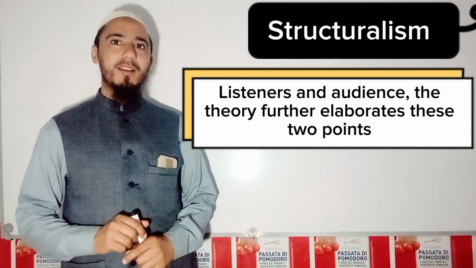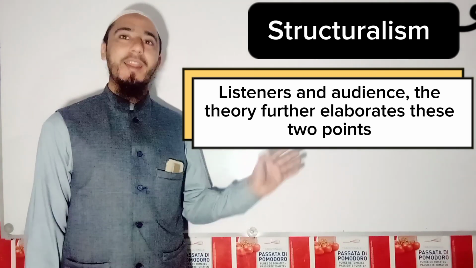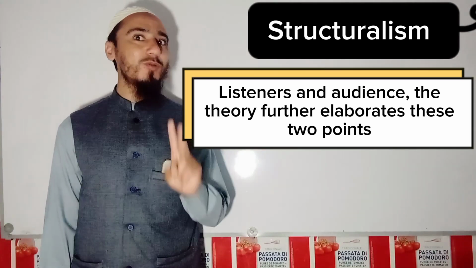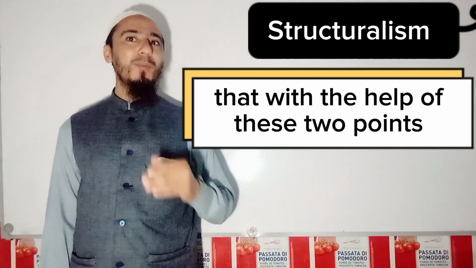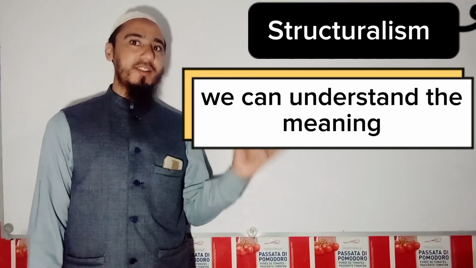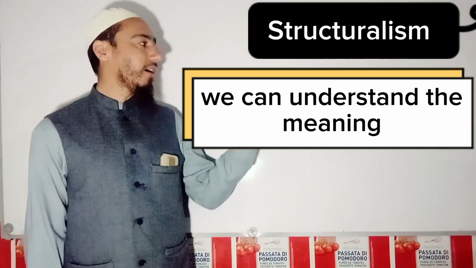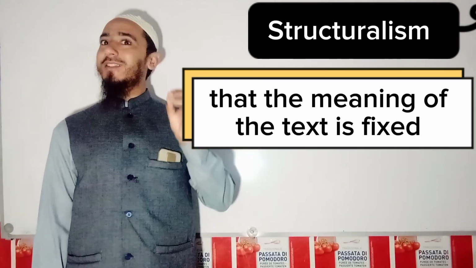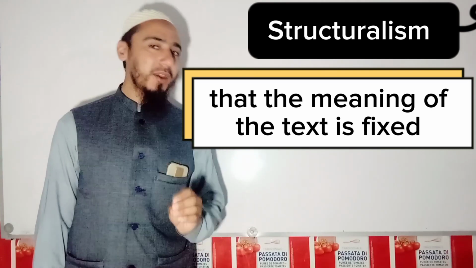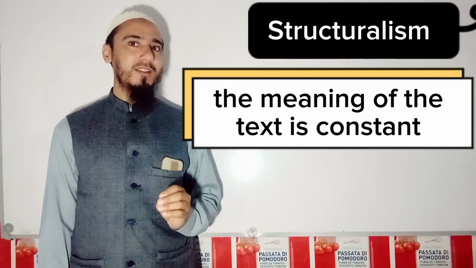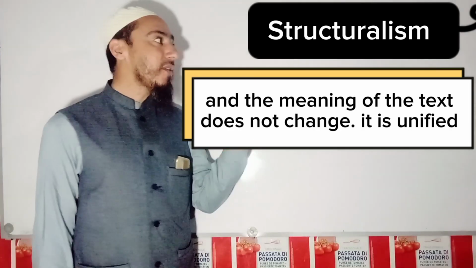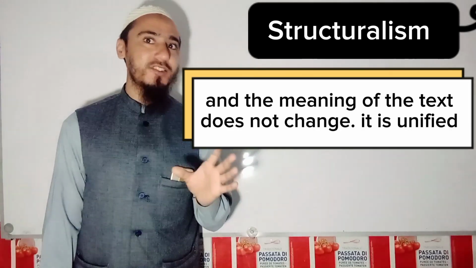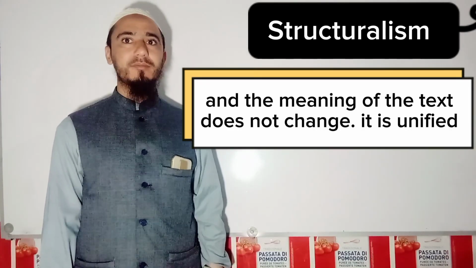Listeners and audience, the theory further elaborates these two points, that with the help of these two points, we can understand the meaning. The meaning of the text is fixed. The meaning of the text is constant. The meaning of the text does not change. It is unified.